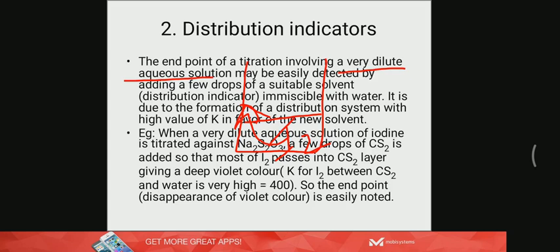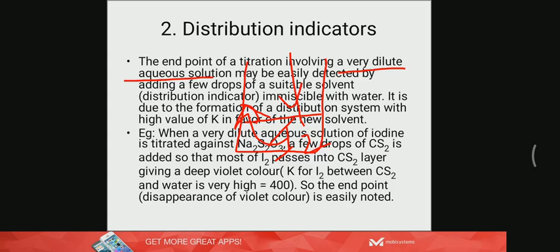And now you add thiosulfate into it. You go for titration. Thiosulfate will react with iodine. You know the equation in iodometry, redox reaction. So no need of starch indicator here. So if you add sodium thiosulfate into this iodine solution, it will react with iodine molecules in aqueous layer.